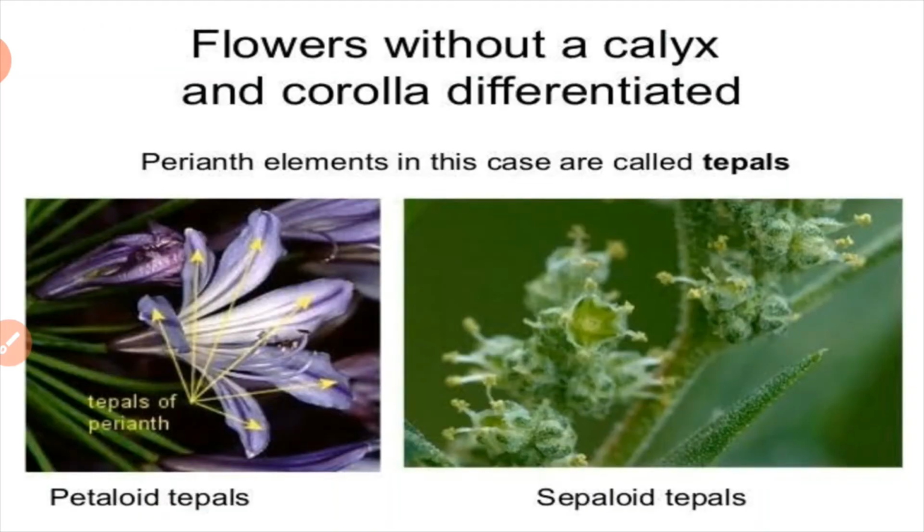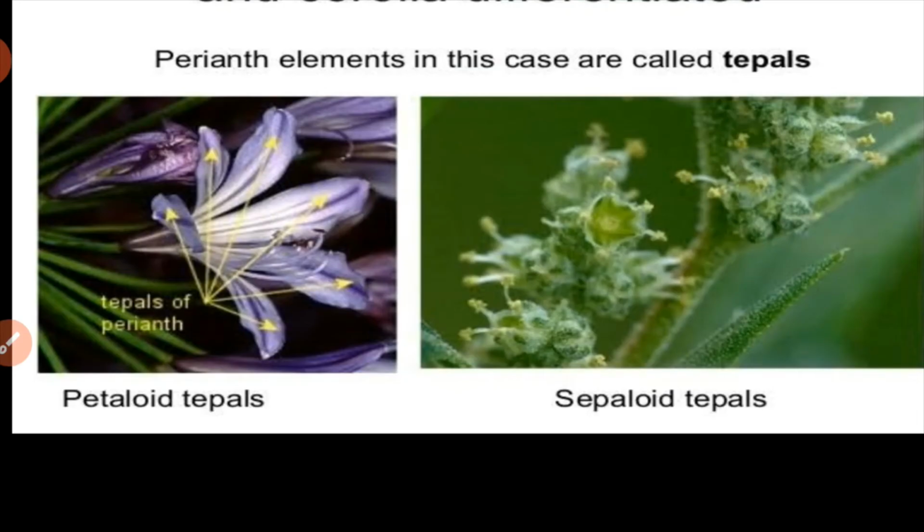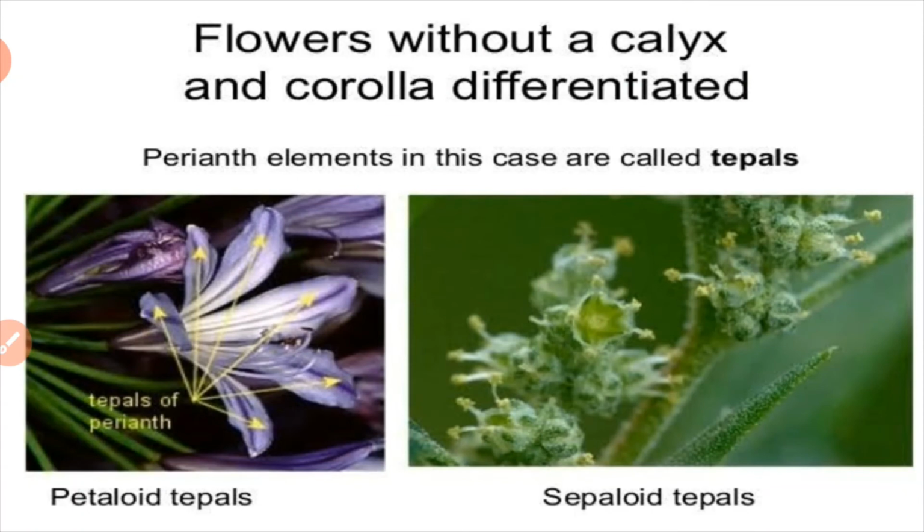Now the condition is that if in the flower there is no distinction between the calyx and the corolla, then the condition is said to be perianth. And the perianth elements in this case will be the tepals. So when the tepals are free, it is said to be polyphyllous, and if the tepals are fused, then the perianth is said to be gamophyllous.